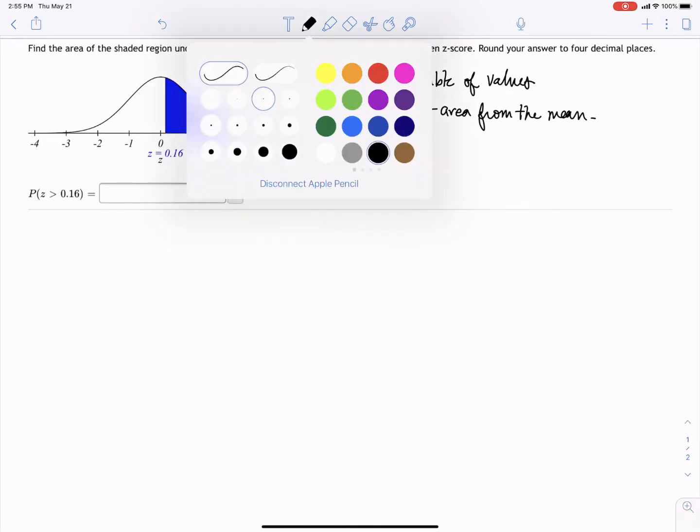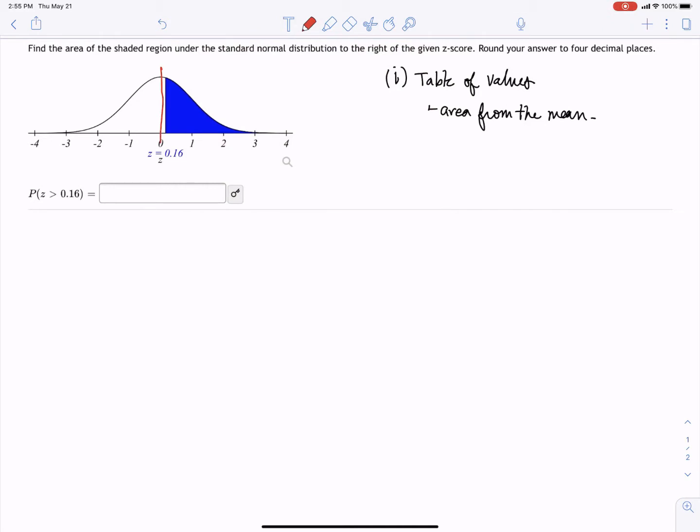So let me go ahead and draw a line at the mean. And then you can see that there's a little bit of space here. Do it in pink right here. And that little piece there, that's the area from the mean. So that means the table value is this little pink area. But we are given that this area here starts at a z-score of 0.16.